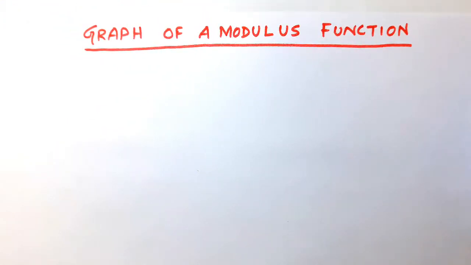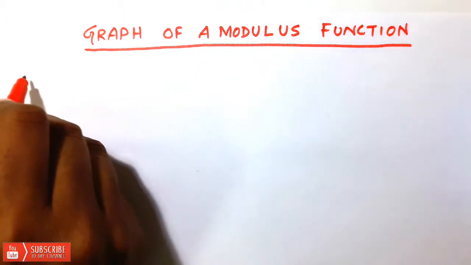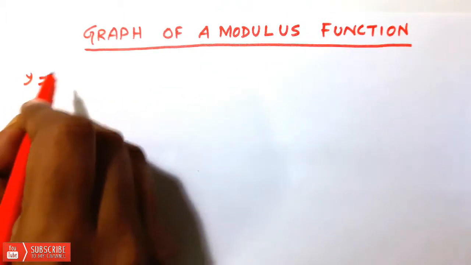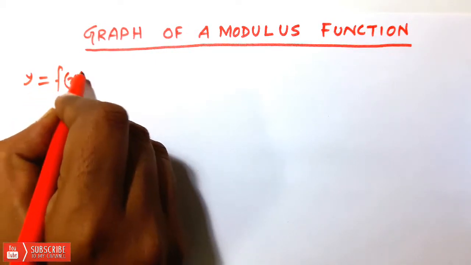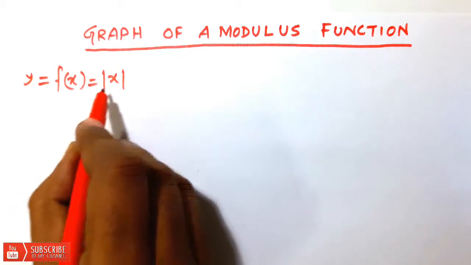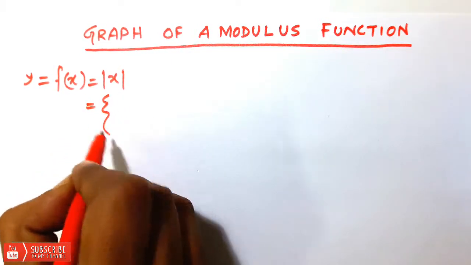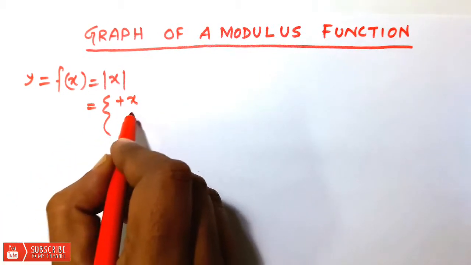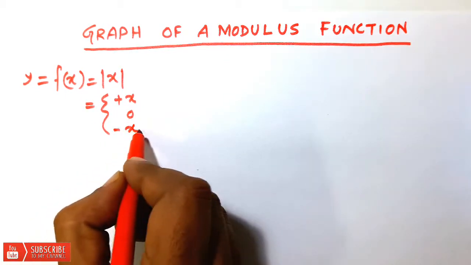We shall discuss the graph of a modulus function. The modulus function is defined as y is equal to f(x), say this is equal to modulus of x. Friends, mod x is equal to either plus x or 0 or minus x.